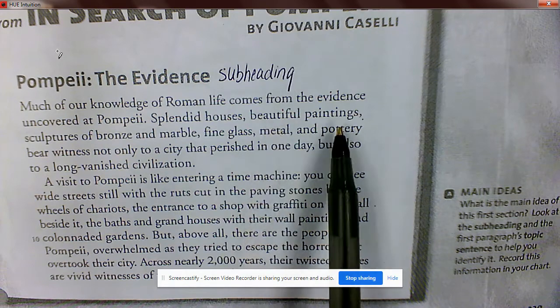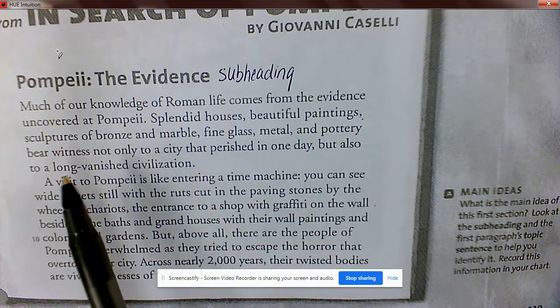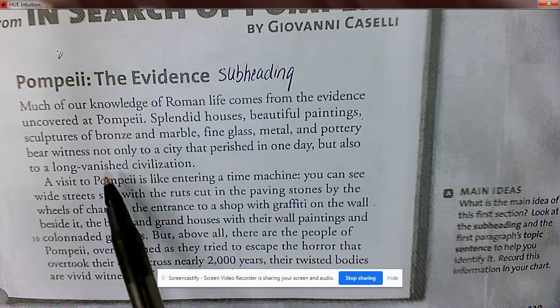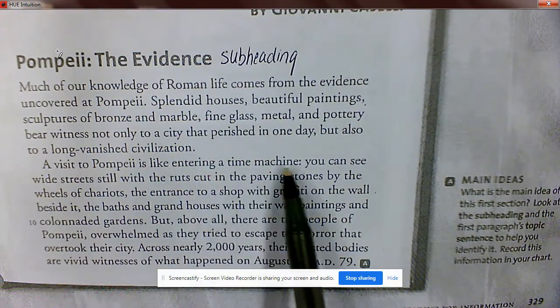Splendid houses, beautiful paintings, sculptures of bronze and marble, fine glass, metal, and pottery bear witness not only to a city that perished in one day, but also to a long vanished civilization. A visit to Pompeii is like entering a time machine.